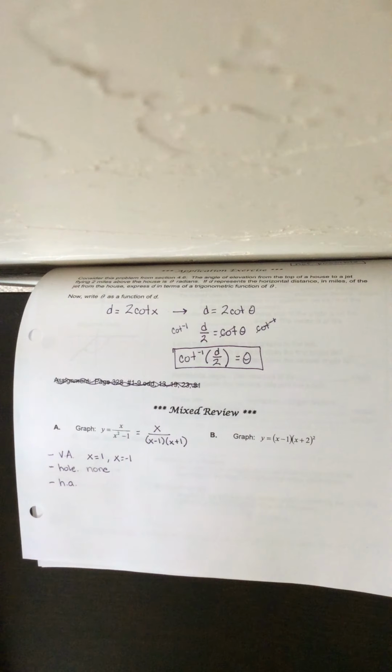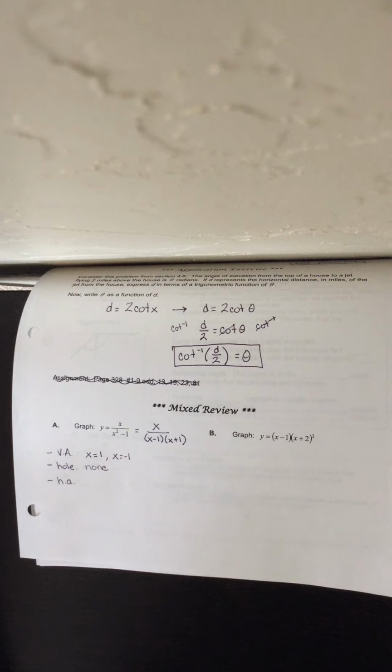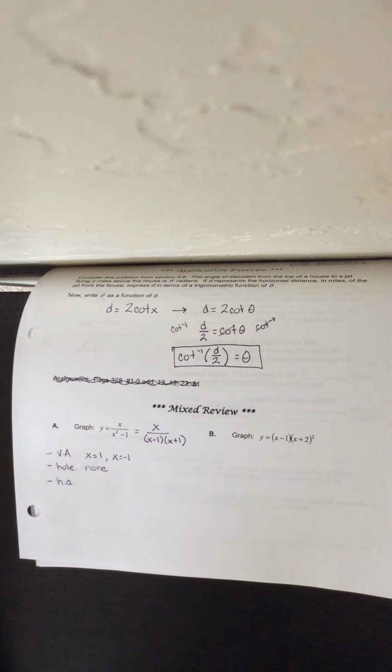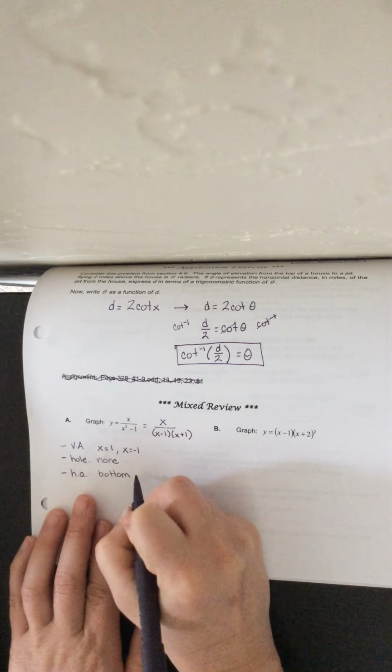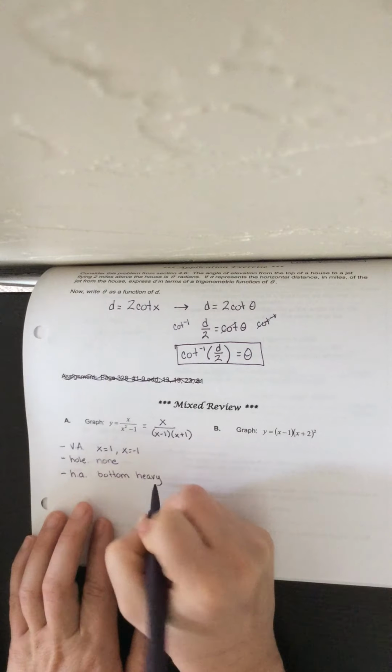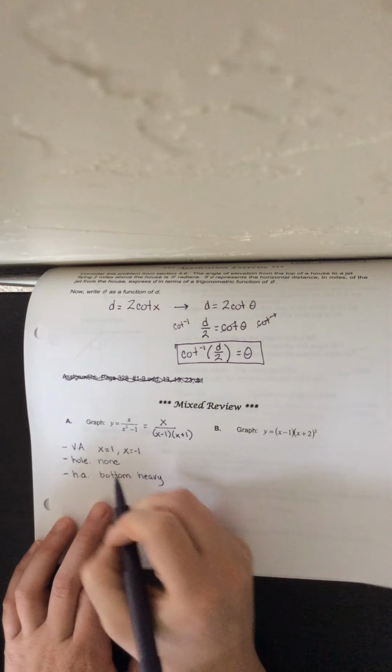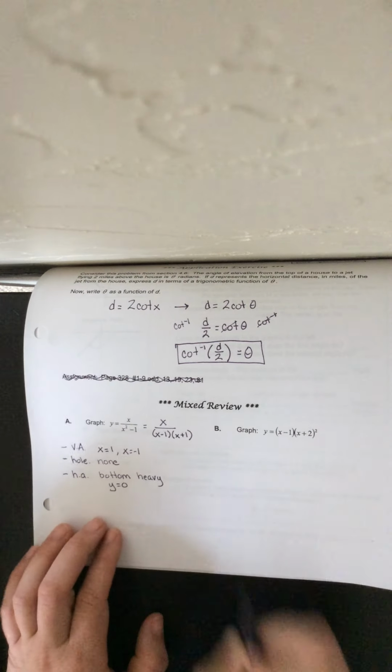Then the next thing to check for is our horizontal asymptote. In this case, we have to ask ourselves, is it top heavy, bottom heavy, or balanced? It's bottom heavy because the exponent on the bottom is bigger than the exponent on the top. So since it's bottom heavy, that automatically means that y equals 0 is the horizontal asymptote.